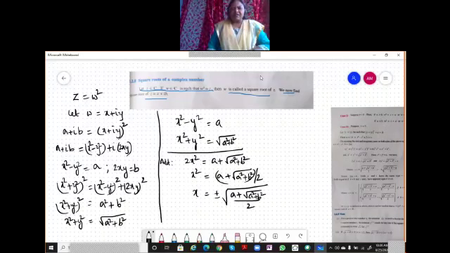Now subtract these two. What do we get? y is equal to, after subtracting, plus or minus square root of (root of a square plus b square minus a) by 2. So we got x and we got y. Since we got x and y, let us substitute here. Let me erase this.